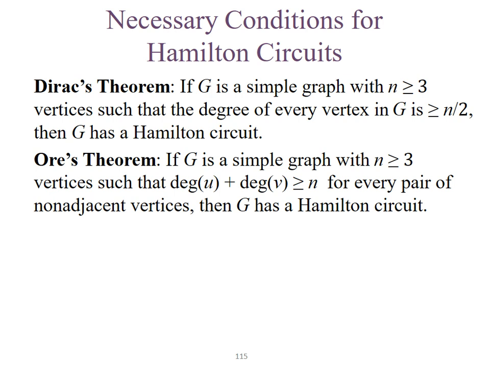Alright, if you remember the logic, if P then Q, P means the condition, and Q means G has a Hamilton circuit. Then what happens if P is not satisfied? For example, if G is a graph with n equals 4, but not every degree of the vertex is larger than 2. Okay, can you say that G has no Hamilton circuits?